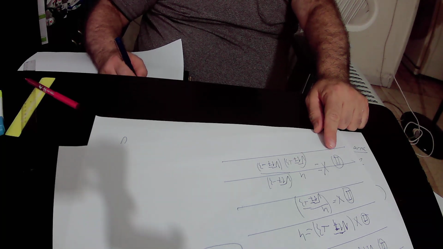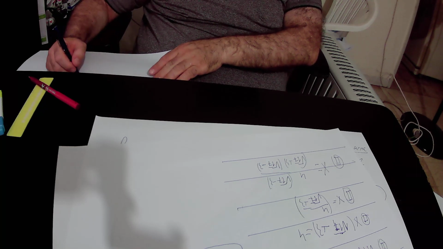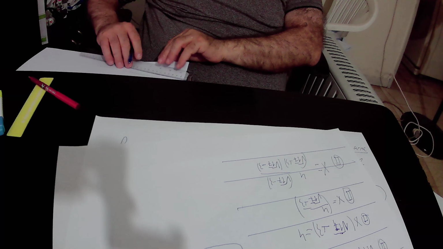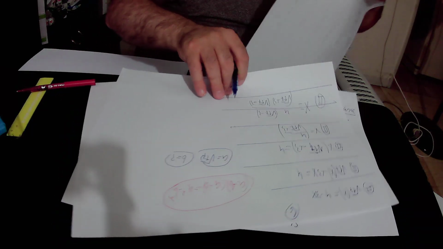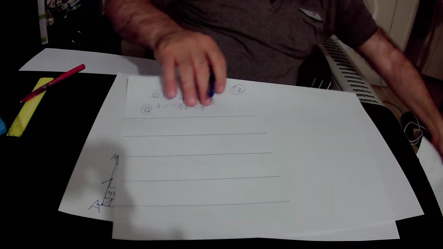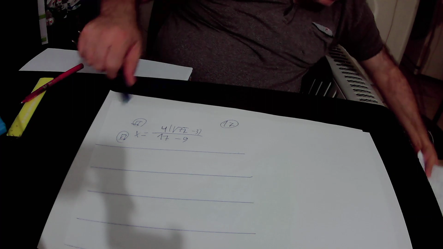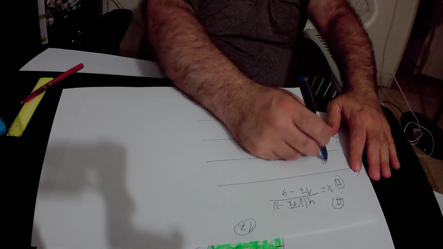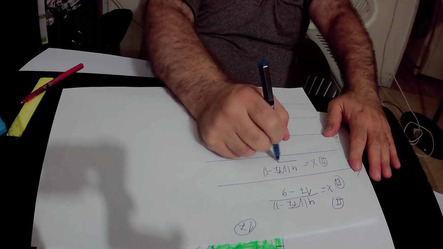So, in conclusion, we found out that x equals 4 times square root of 17 minus 3 over 17 minus 9, and 17 minus 9 is 8, so I write it down according to equation number 2. We found out that x equals 4 times square root of 17 minus 3 over 8, since 17 minus 9 is 8.